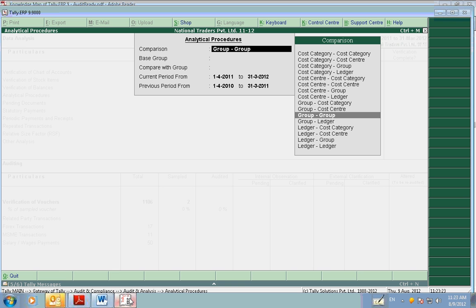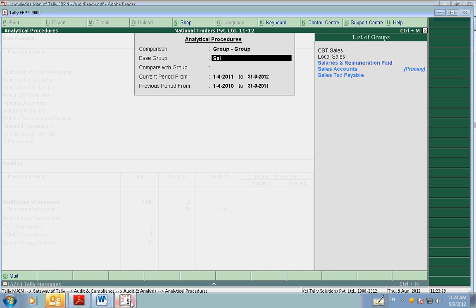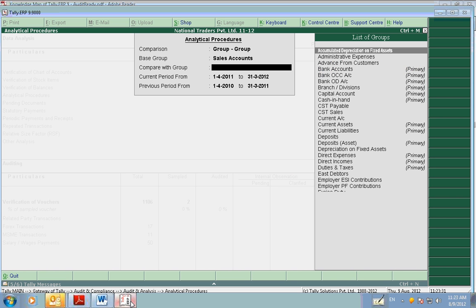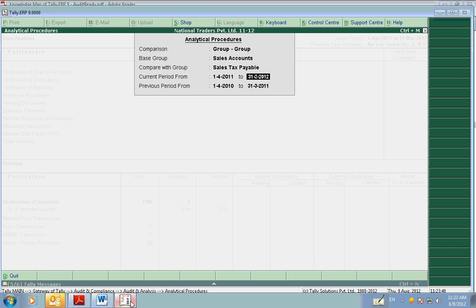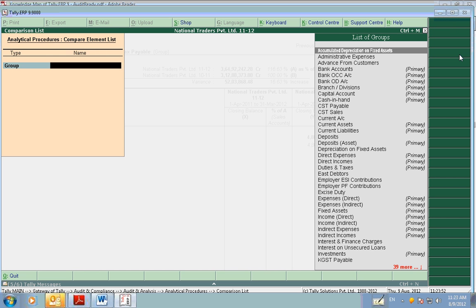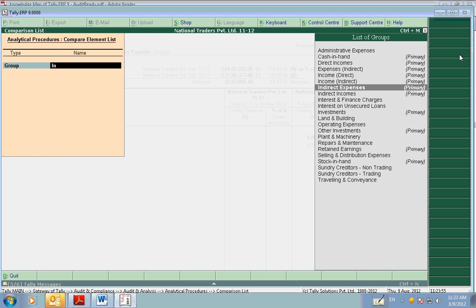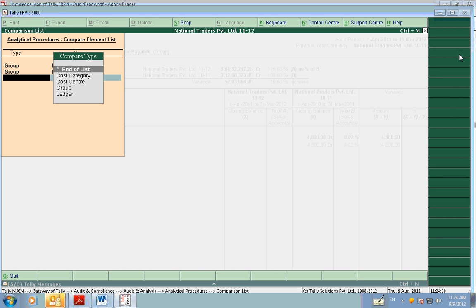Now, for example, if I take here group to group comparison, the base group could be anything, sales, let us say sales accounts, with my sales promotion, sales tax payable. So it's for the 2 years. So if you just check here, still you can go for the advanced comparison. Let me say the group indirect expenses with the group indirect incomes. And still you can have an advanced comparison, what are the cost categories, cost centers involved.